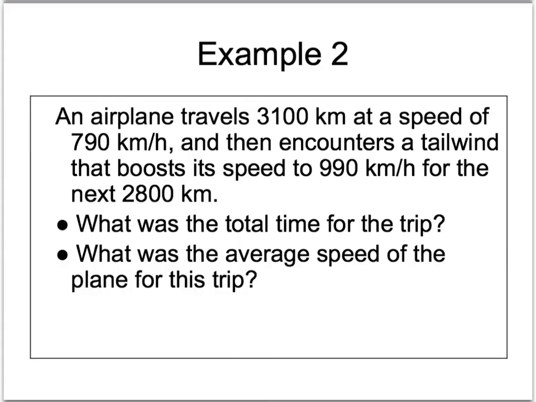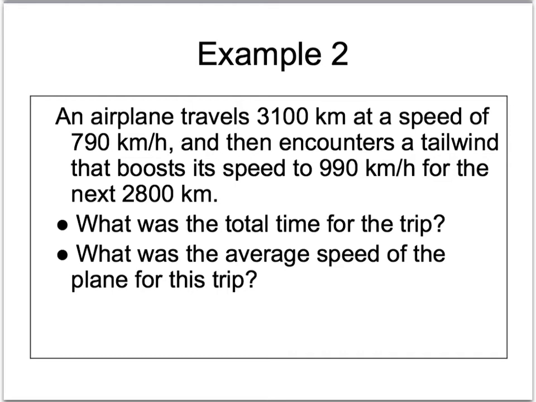Alright, this next example problem has a lot to it. An airplane travels 3,100 kilometers at a speed of 790 kilometers per hour, and then encounters a tailwind that boosts its speed to 990 kilometers per hour for the next 2,800 kilometers. What is the total time for the trip? What is the average speed of the plane for this trip? Alright, this is going to take a couple parts.